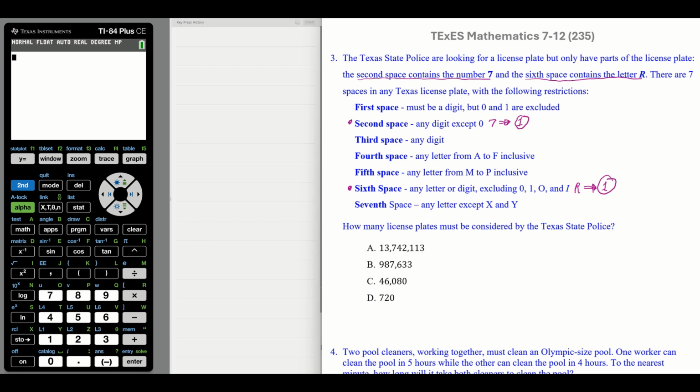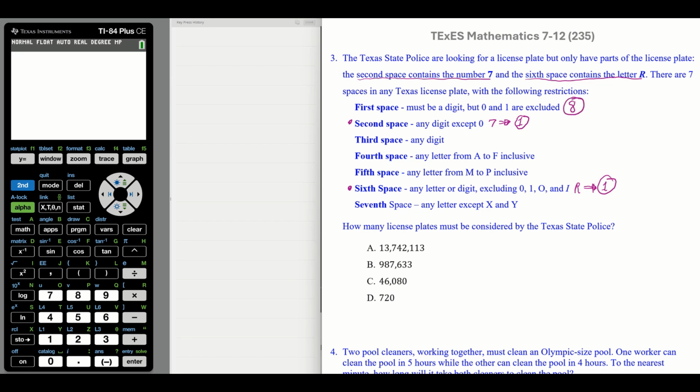It says down here below this information, how many license plates must be considered by the Texas State Police. It's going to be several. So anyway, in the first space, we can have any digit, but 1 and 2 are excluded. So 10 digits, 0, 1, 2, 3, through 9, that's 10, minus 2 of them. So that gives us 8 that we have to consider.